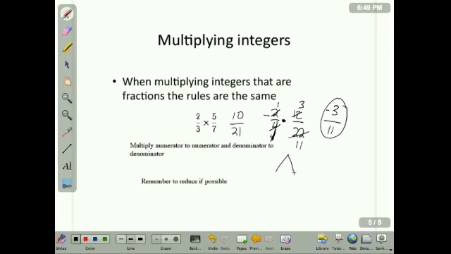Remember that when we use our multiplication triangle, we've got a positive, a negative, and a negative in each corner. This is a negative times a positive. A negative times a positive is going to give me a negative.